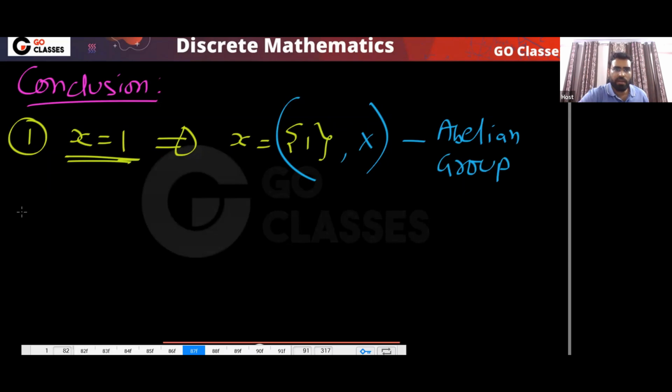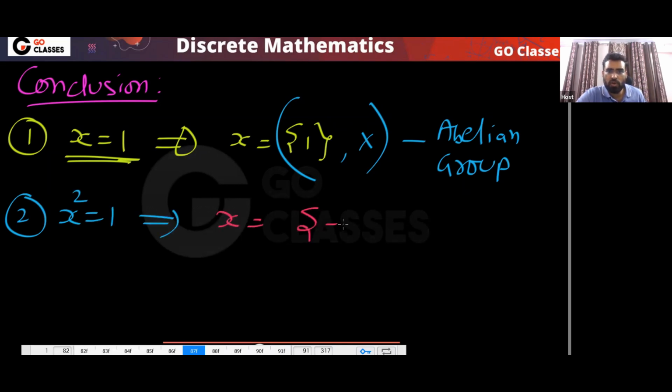Agree? Next, second, this equation will give you what x? This equation will give you 1 comma minus 1. And we have already seen this is also an abelian group.